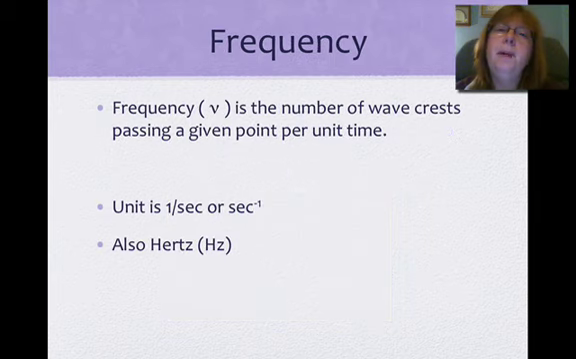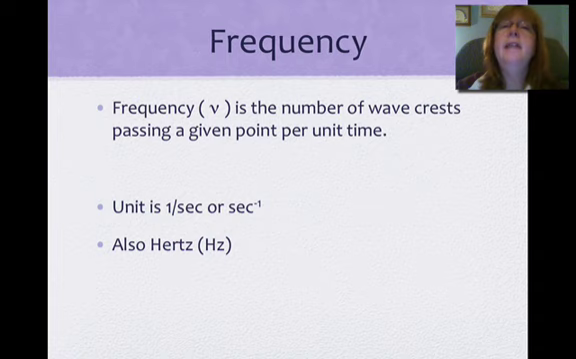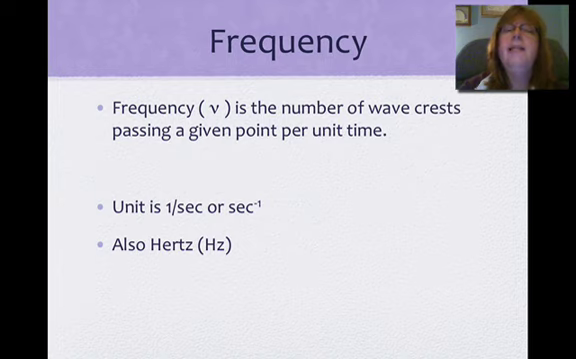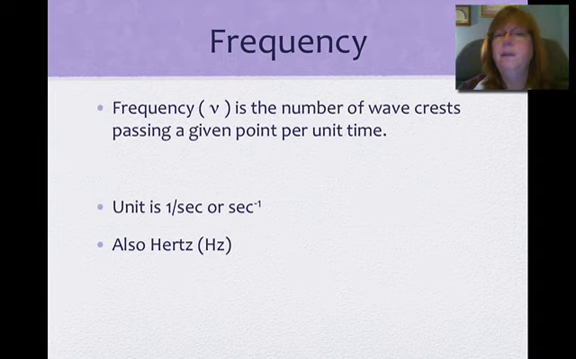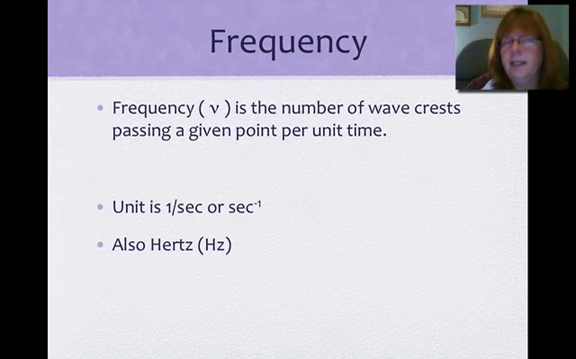Now, another property of waves is frequency, and the symbol for frequency is nu, and it's a Greek letter as well. It kind of looks like a V. Frequency is the number of waves, so how frequently do the waves pass a given point per unit time? And so the unit for that is 1 over a unit of time, which we're going to use seconds. 1 over seconds, or seconds to the -1. It has a special name called hertz. So inverse seconds are hertz.